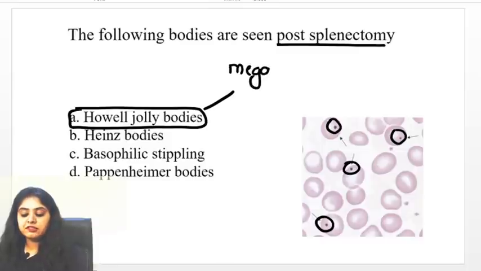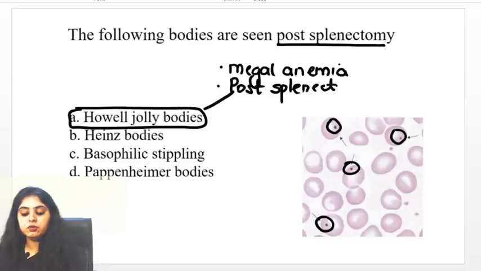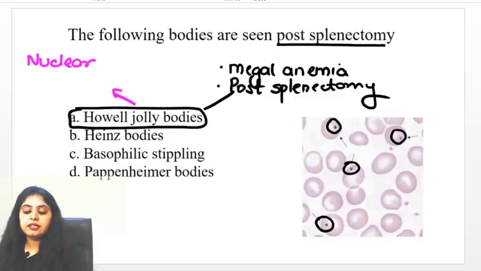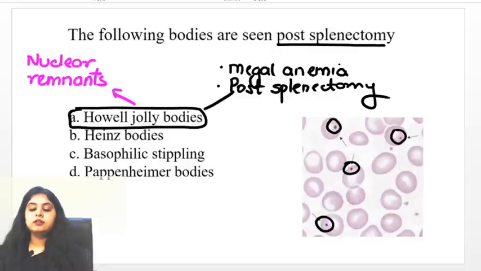Two questions you get on it. Howell-Jolly bodies are seen in megaloblastic anemia, number 1. Howell-Jolly bodies are seen post splenectomy, number 2. So here the history given to you was post splenectomy. And next question they will ask you, what is the composition of the Howell-Jolly bodies? They are nuclear remnants. Howell-Jolly bodies are nuclear remnants. Okay, I hope it is clear.